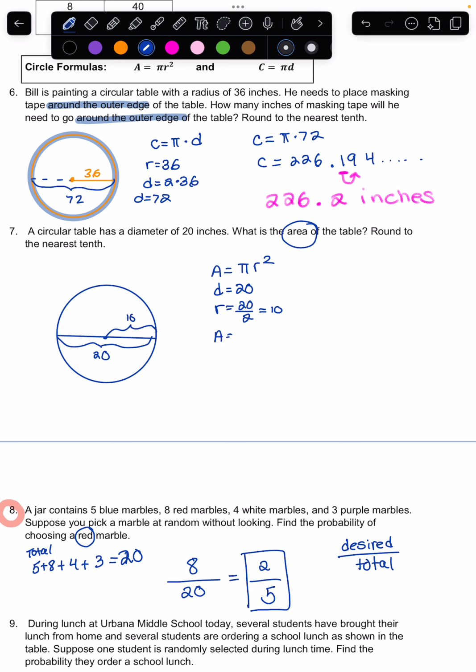So now we plug in 10 for our radius. So in your calculator, you'll do pi times 10 squared. And for your area, you'll get 314.159 dot dot dot dot dot. Again, tenths place is the first decimal. Look next door, 5 above, give it a shove. So we end up with 314.2 inches squared.